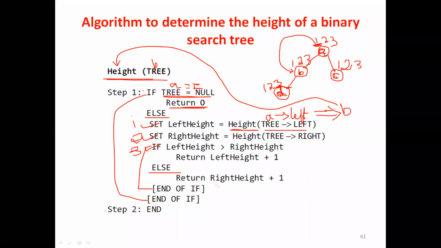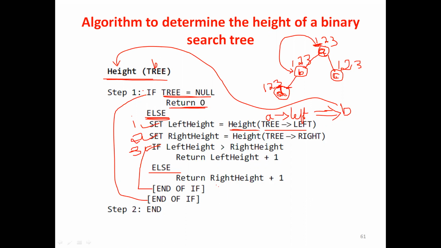B is equal to null? I'll erase here, every time I don't want to. Now tree is B. Is B equal to null? No. The if will not work, it goes to the else part. In the else part, you have 3 steps. What is the first step? Left height. I'm calculating the left height.